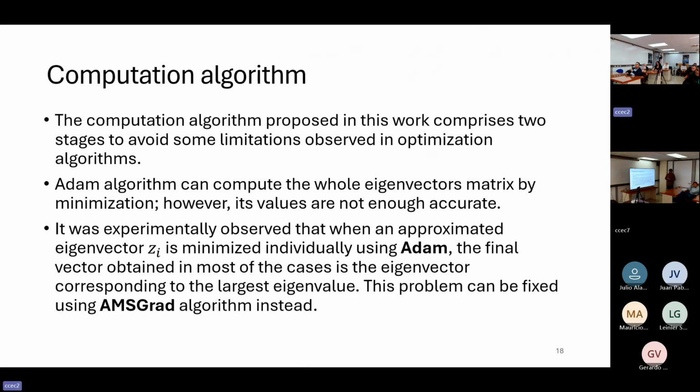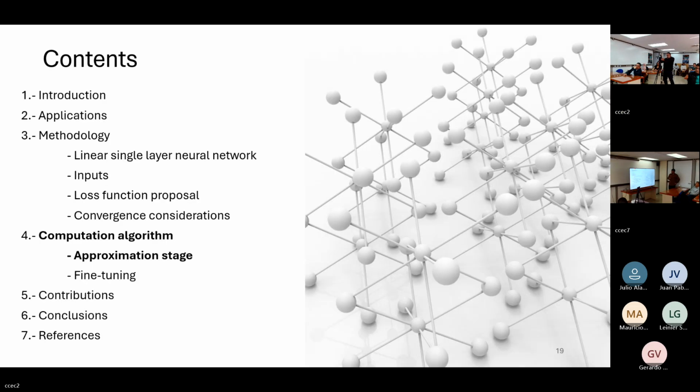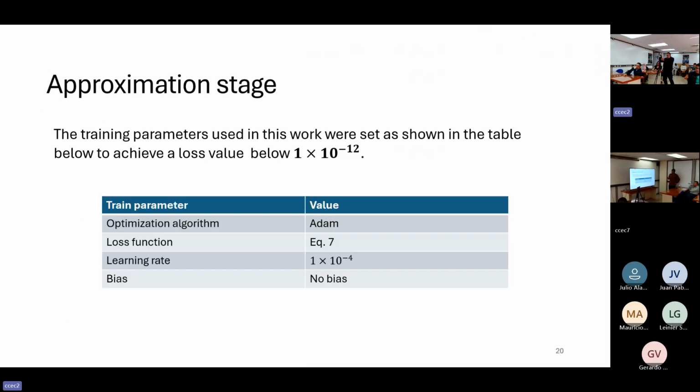How was the algorithm performed? As I mentioned before, this algorithm was performed in 2 stages. The first stage was performed using the Adam optimizer algorithm, which computes the full eigenvector matrix. In the second stage, we use AMSGrad, which is a variant of the Adam algorithm. And we're going to talk about the approximation stage.